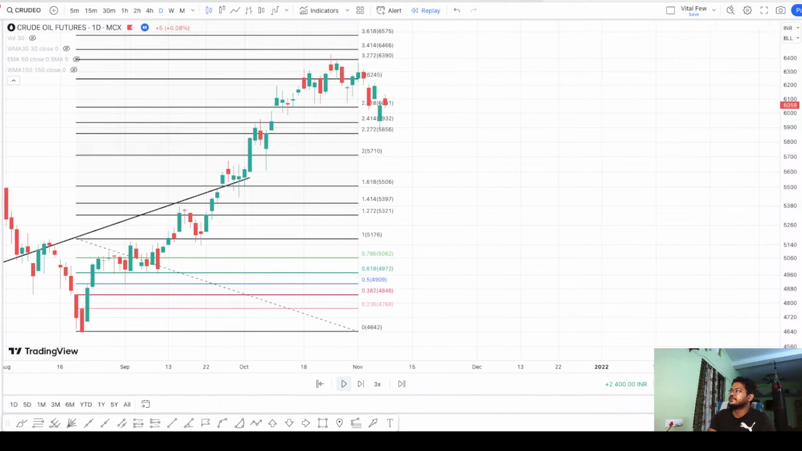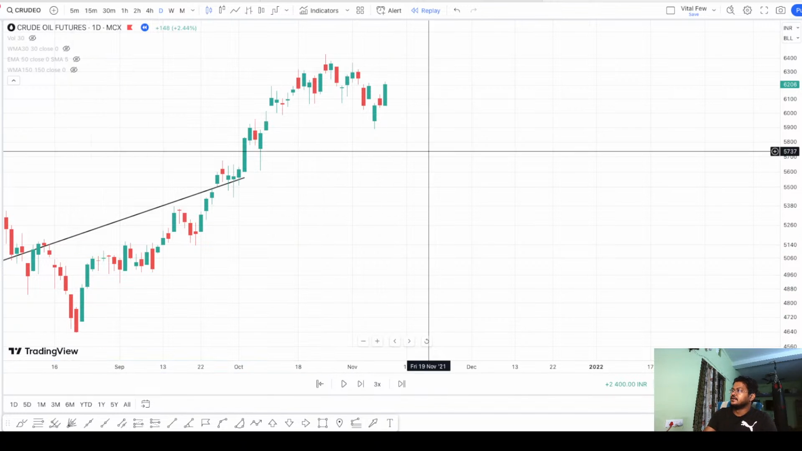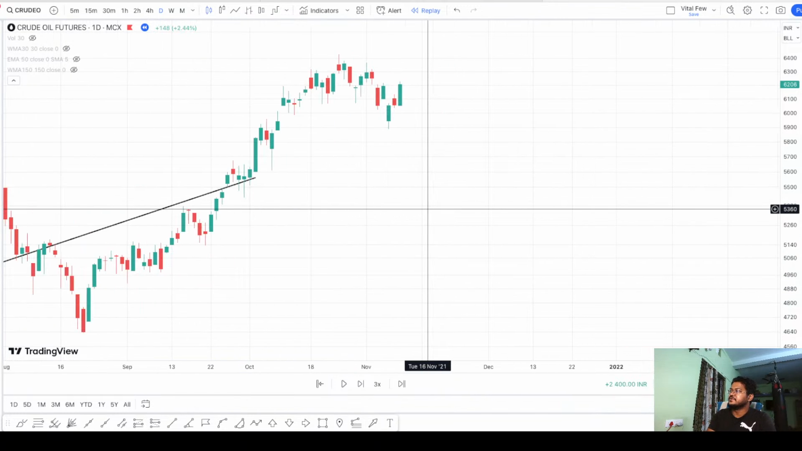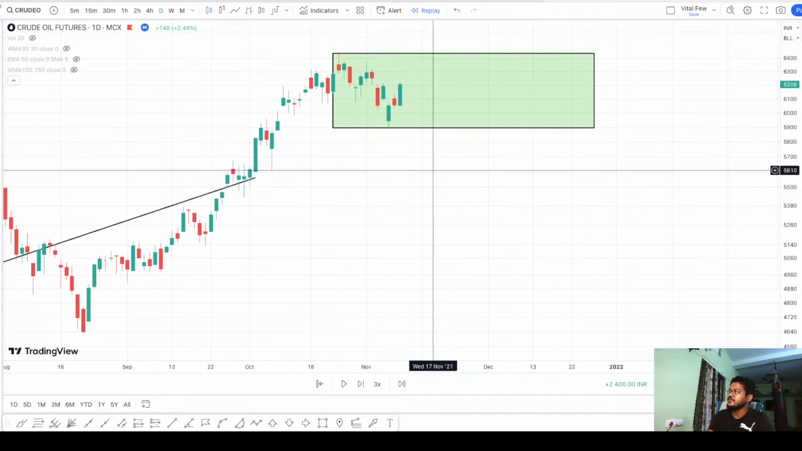Okay, we are getting to see some reactions again. Close this one. Okay, now I'm getting to see another trading window here like this. Let's see where the price is going.